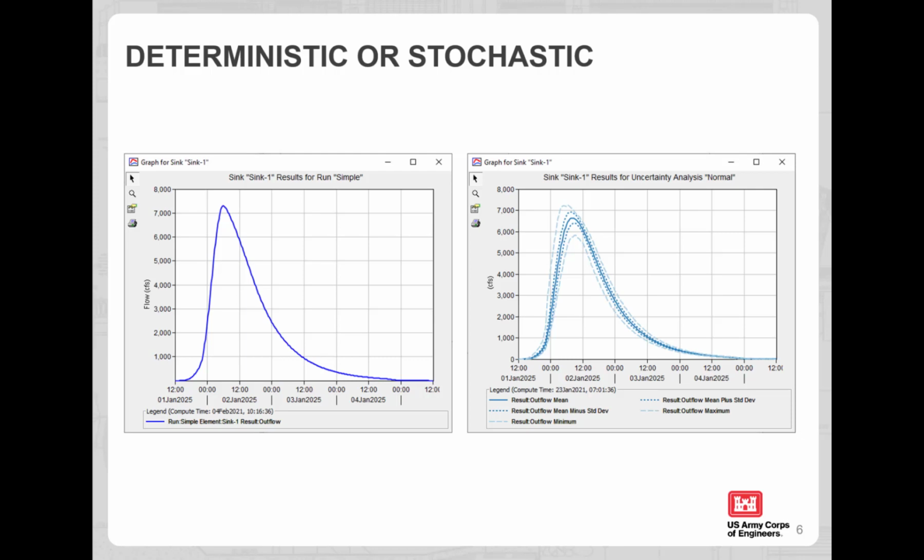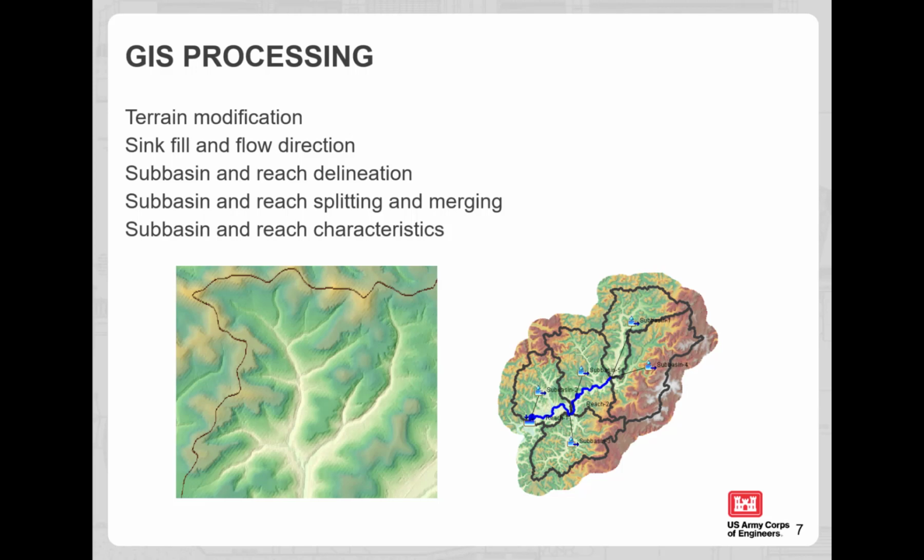In addition to the program's hydrologic modeling capability, HEC-HMS provides GIS processing capability to assist in the hydrologic modeling process. GIS capability includes terrain modification that allows you to build walls and burn streams into the terrain, sink fill and flow direction terrain processing, subbasin and reach delineation, subbasin and reach splitting and merging, and subbasin and reach characteristics computation, such as longest flow path and basin relief.